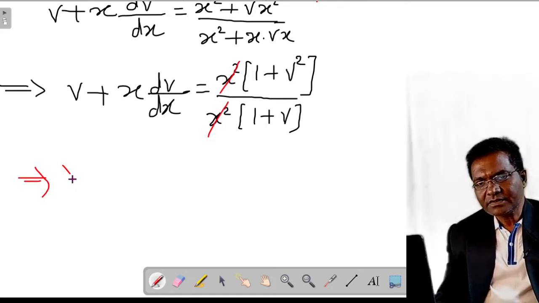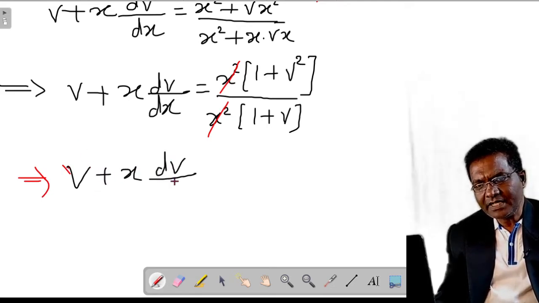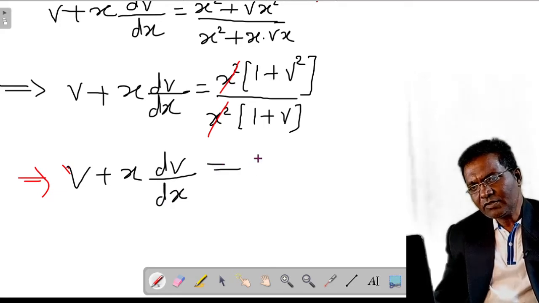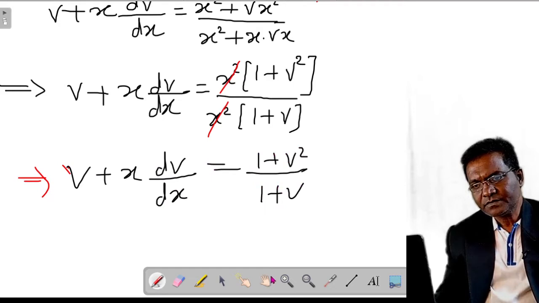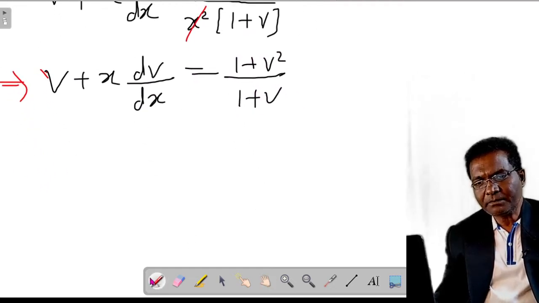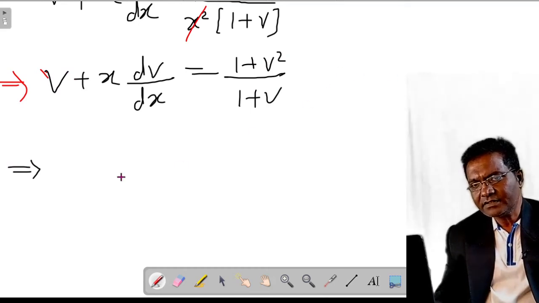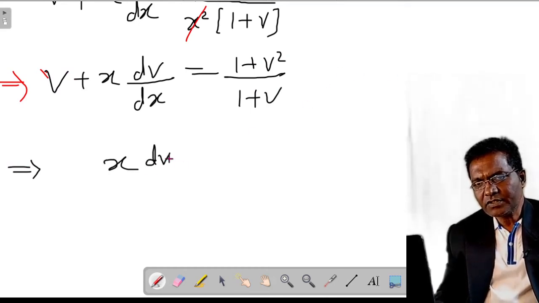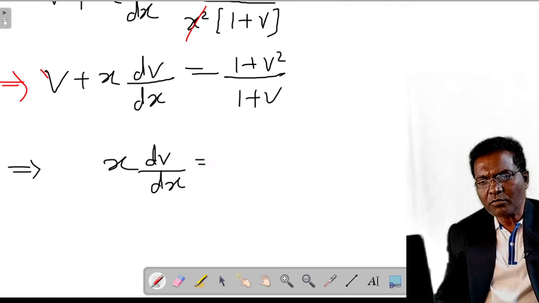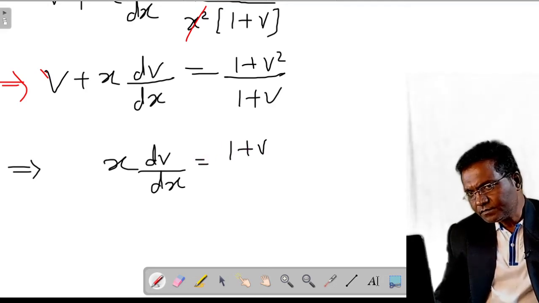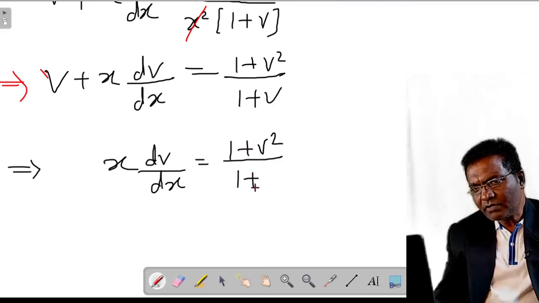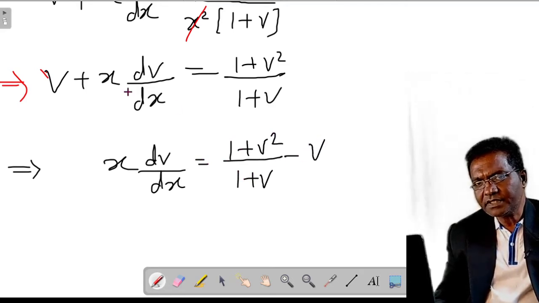This implies v plus x dv by dx equals 1 plus v square by 1 plus v. Now try to separate the variables. So first you have to bring this v to this side. This is a common procedure for almost all problems. So 1 plus v square by 1 plus v, bring this v to this side, that's minus v.